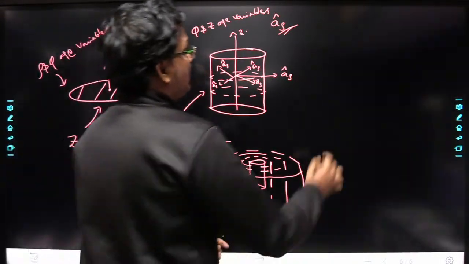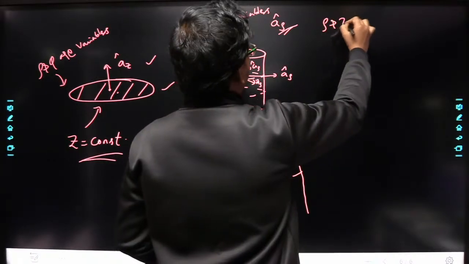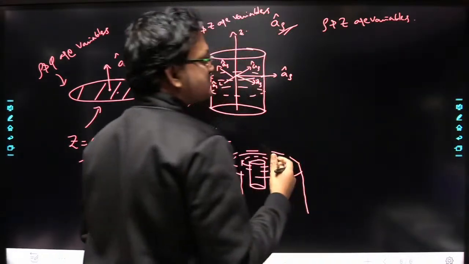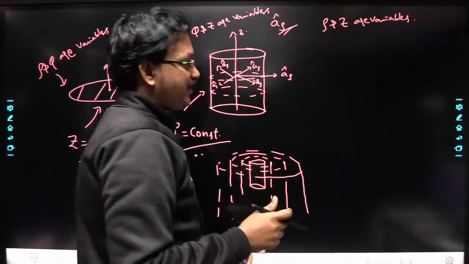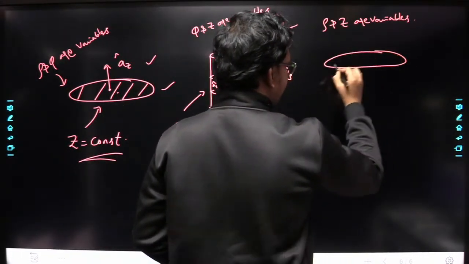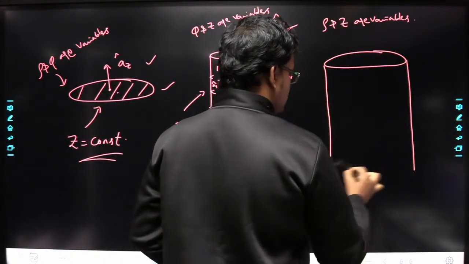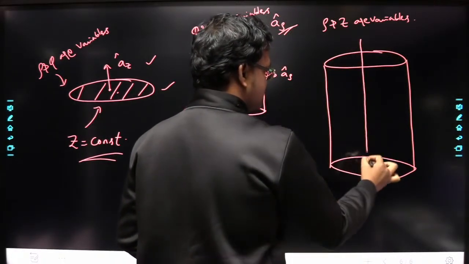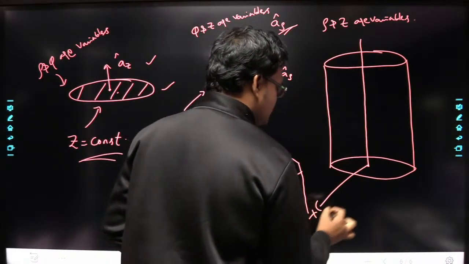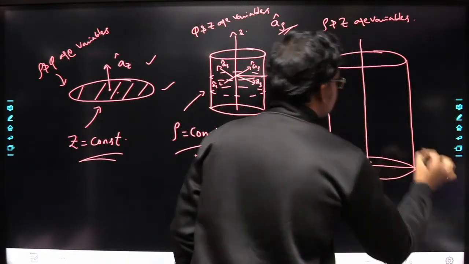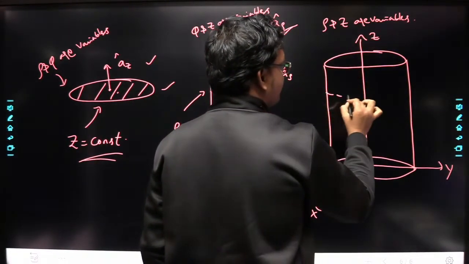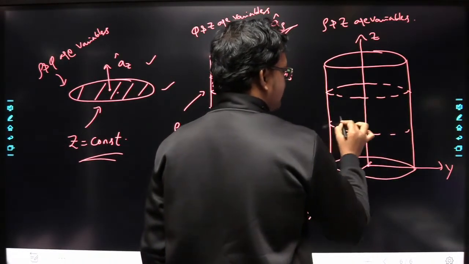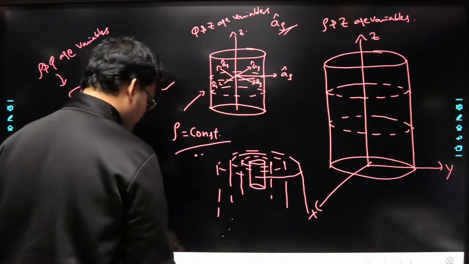Next, what are the variables here? Rho and Z are variables. So with rho and Z as variables, we get the surface of a rectangle. I am drawing the surface of a rectangle here. See how I am going to draw that. So this is the cylinder. This is the Z axis, and this is the X axis. This is the Y axis, this is the Z axis. So I am showing how you get the surface of a rectangle in the cylindrical coordinate system.